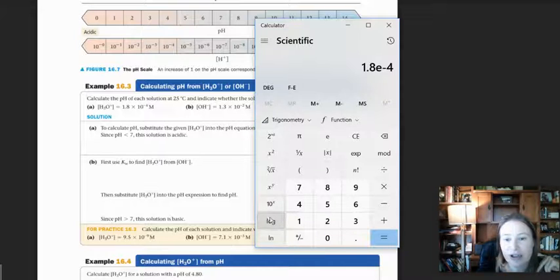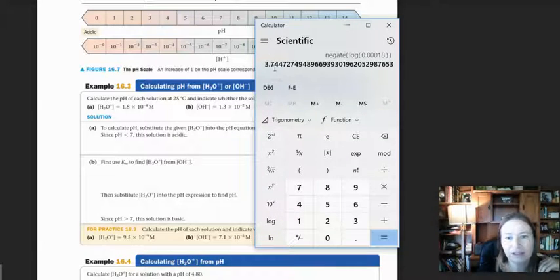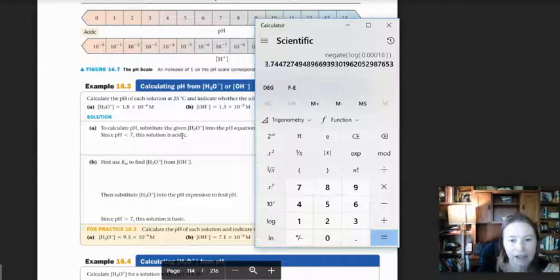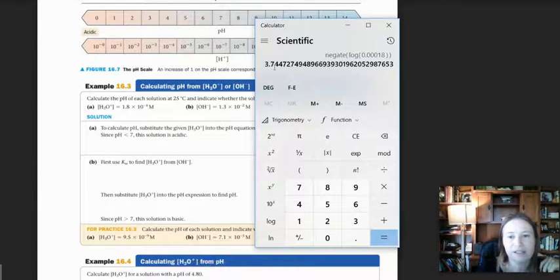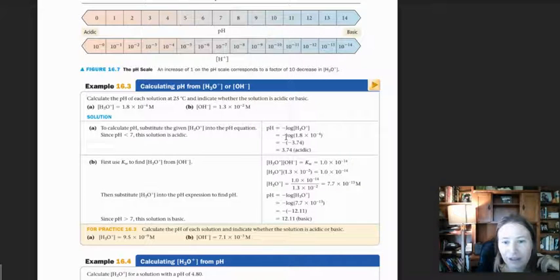This is not the natural log, by the way. This is not ln. This is the log base 10, meaning 10 to what exponent equals this number. So log, and then don't forget it's the negative log. So 3.7 for A, and since that's less than 7, it's going to be acidic. So let's see if they got 3 point. If I wanted to be proper, it would be 3.74, and that's acidic. We did that correct.